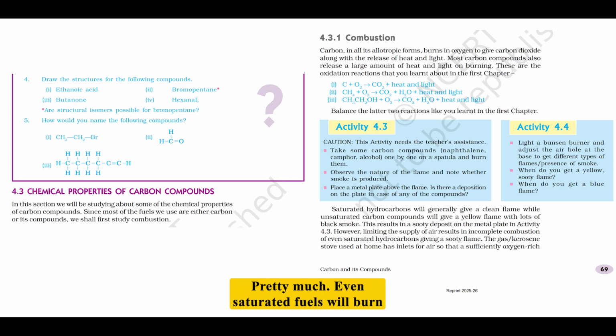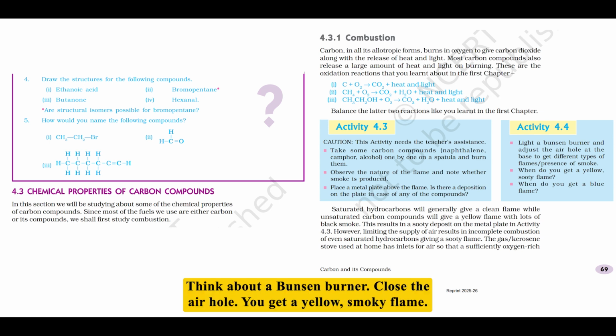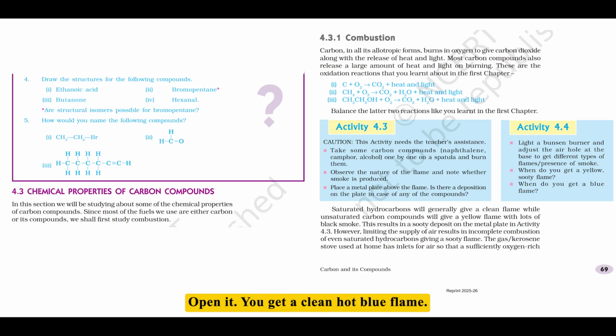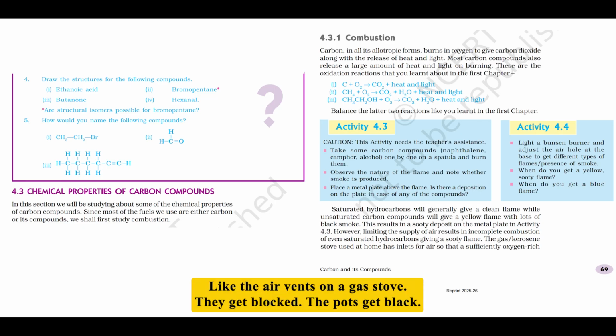Pretty much. Even saturated fuels will burn with a sooty flame if you limit the air supply. Think about a Bunsen burner. Close the air hole, you get a yellow smoky flame. Open it, you get a clean, hot blue flame. Like the air vents on a gas stove. If they get blocked, the pots get black.